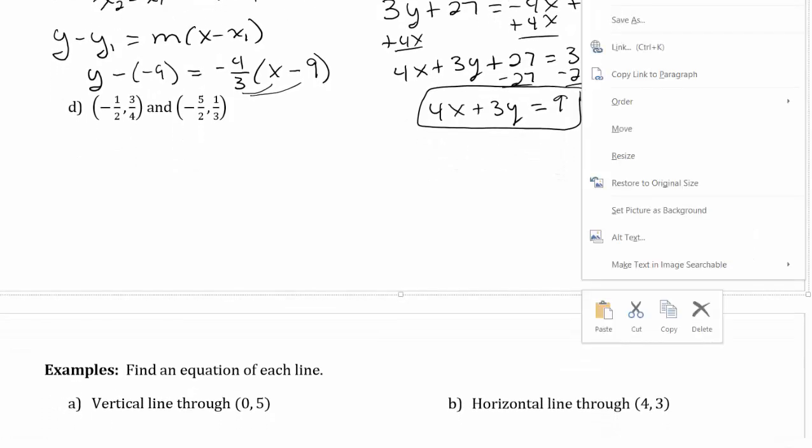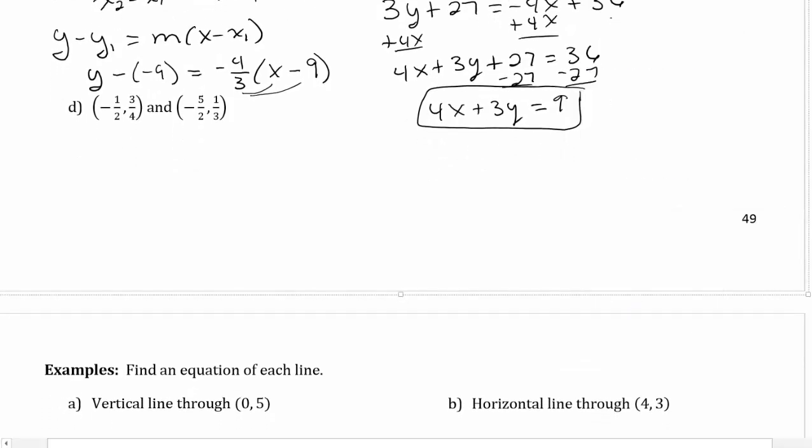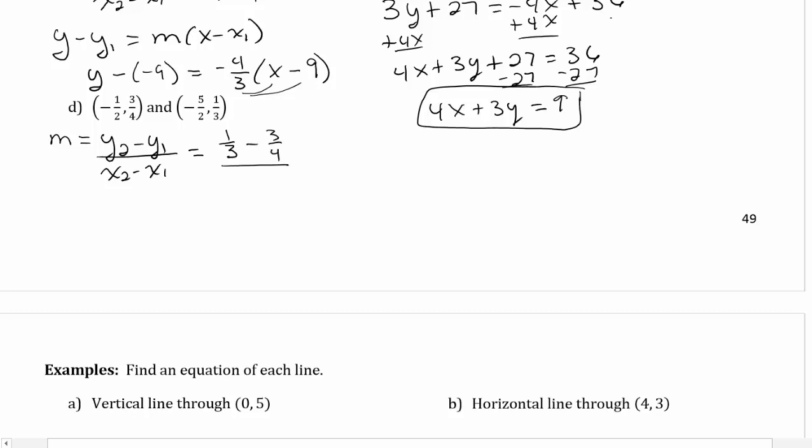So now our next one, it's going to be passing through the points negative 1/2, 3/4, and negative 5/2, 1/3. So first calculate our slope. M is y2 minus y1 over x2 minus x1. So that'll be 1/3 minus 3/4 over negative 5/2 minus a negative 1/2.